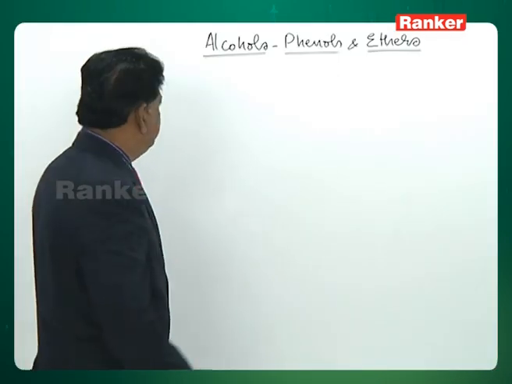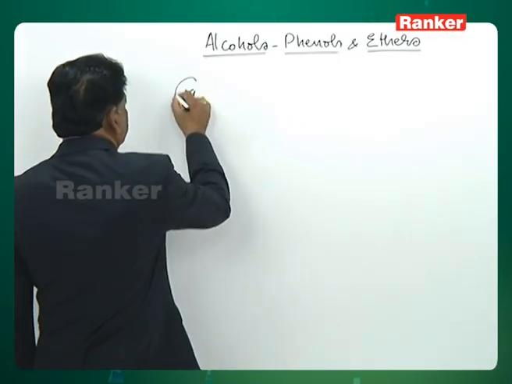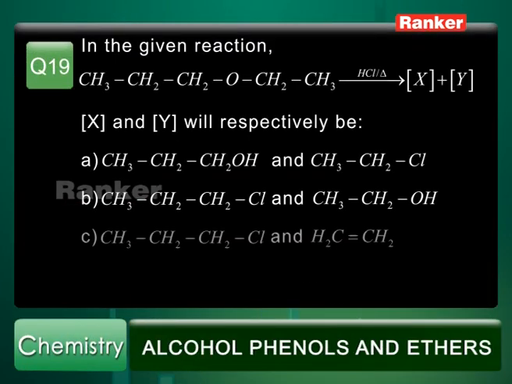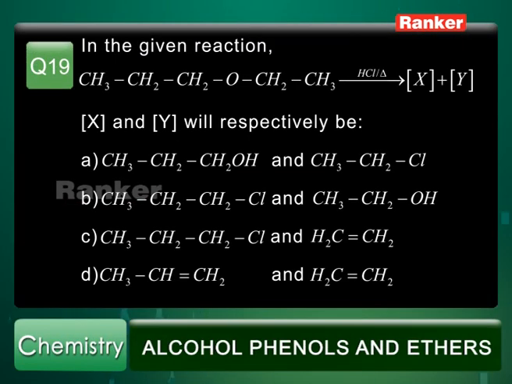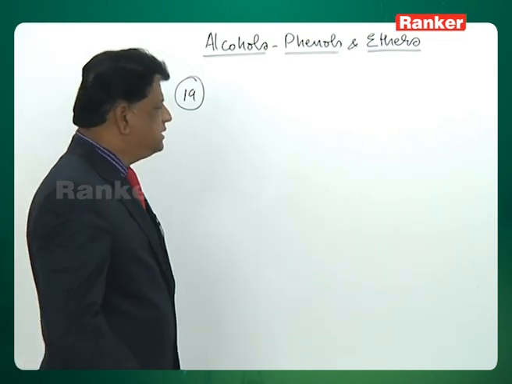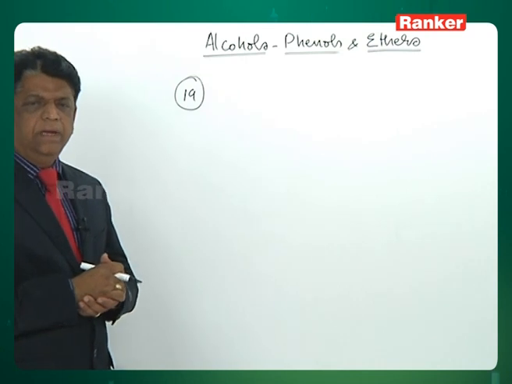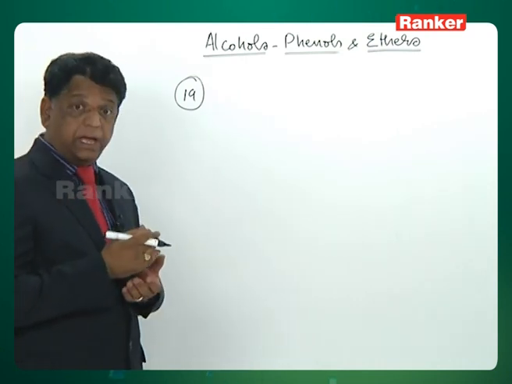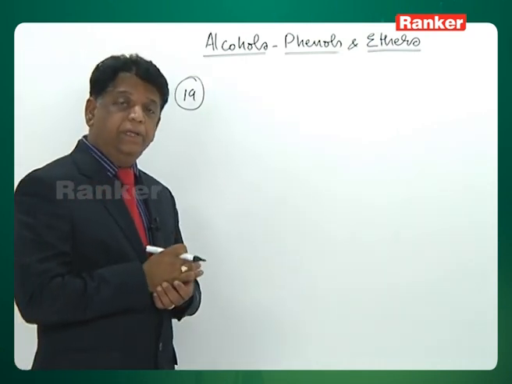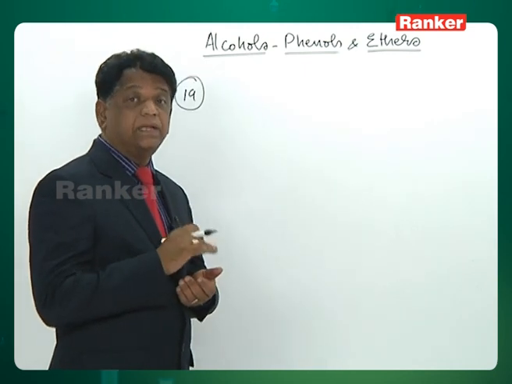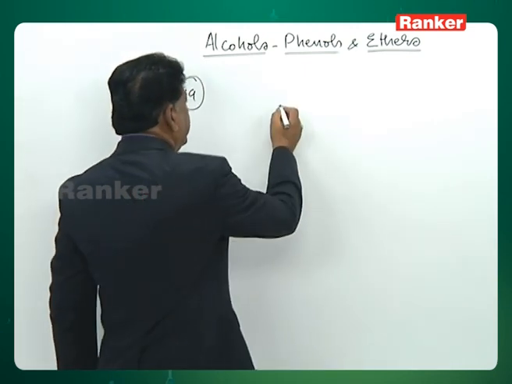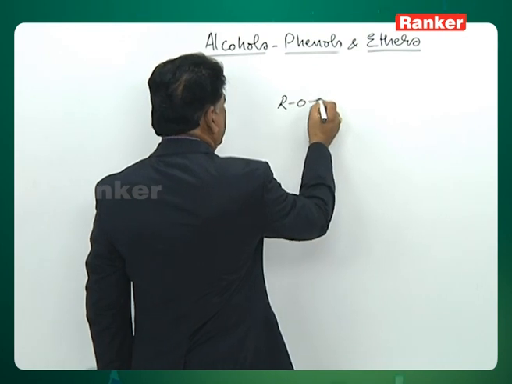So let us go to question 19. In the reaction given, propyl ethyl ether is treated with HCl and heated, X and Y are formed. Actually HCl will not open this ether very much, but instead you can take HBr, a better one. Instead of HBr you can take HI, that is much better. Okay, ether will open, no doubt.